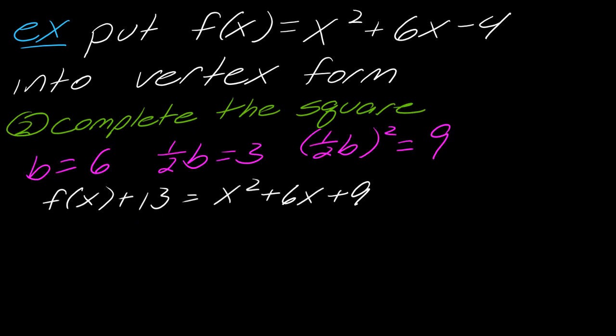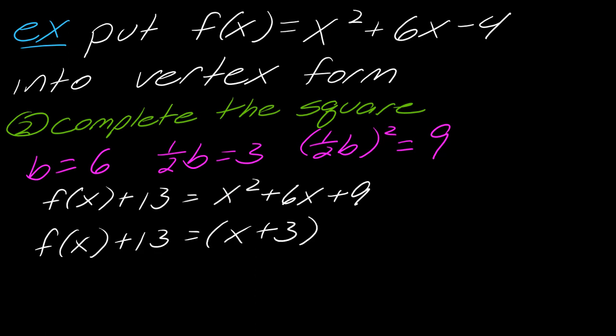And now I can do the completing the square part, which is I can write this side as a perfect square trinomial. So this becomes f of x plus 13 equals x plus 3 squared. If you're ever confused as to what you need to factor, what you put after the x plus is always whatever your half b is, by the way. Okay, so now I have completed the square, and the last thing that I need to do now is, so let me just write this down.